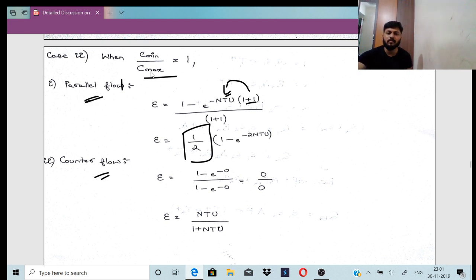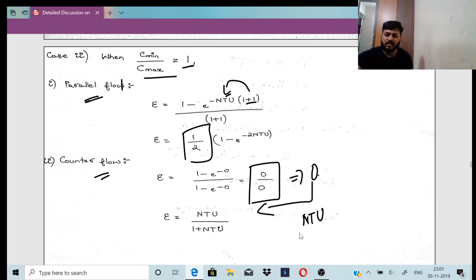For counter flow, in place of C minimum by C maximum put 1, 1 minus e power minus 0 will be there, divided by 1 minus e power minus 0, which is basically 0 by 0. We cannot take 0 as an effectiveness, so we will write this one as NTU divided by 1 plus NTU, right?